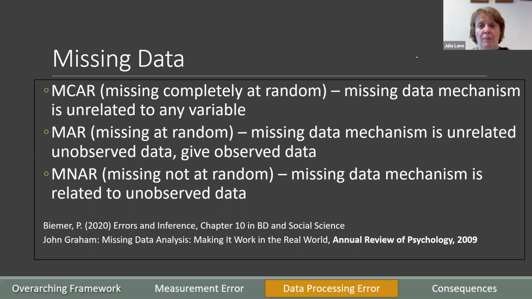A bigger problem comes up when it's missing not at random. So in other words, there's some systematic measure out there that I don't know, which means that the data are missing, and I don't really know what's causing it. So that can bias our results.